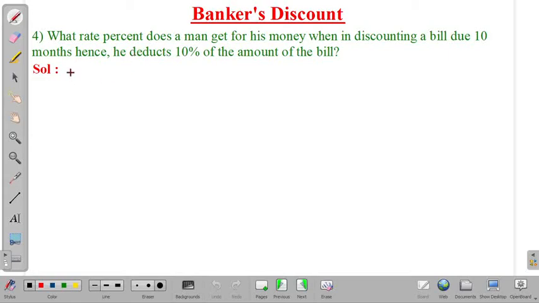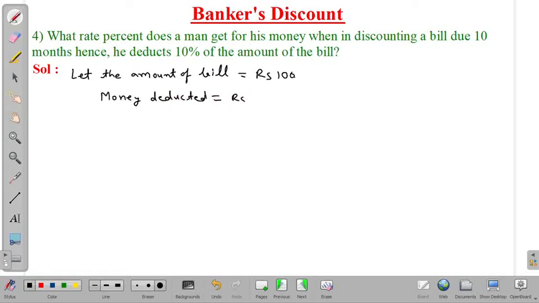Okay, so we will assume here, let the amount of the bill which was due 10 months hence be equal to rupees 100. And how much he deducted? So the money deducted is equal to 10% of rupees 100, that is rupees 10, right?